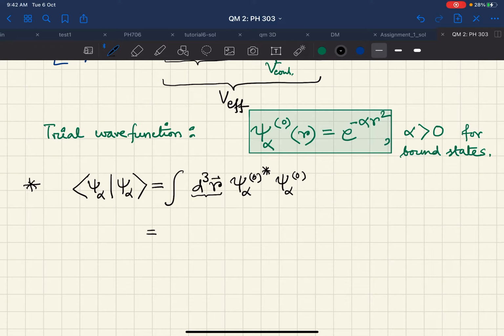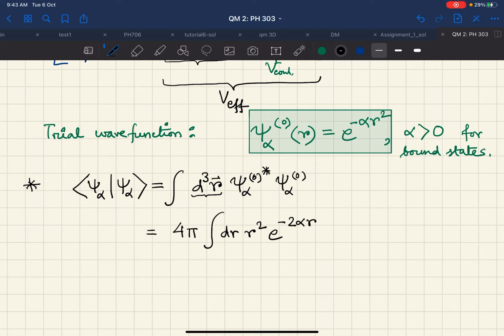and phi dependence. The theta integral from 0 to pi and phi integral from 0 to 2 pi will give me a factor of 4 pi, because this d3r is nothing but r square sine theta d theta dr d phi, and this integration will finally give us 4 pi dr r square, and then e to the power minus alpha r square twice is going to give us e to the power minus 2 alpha r.